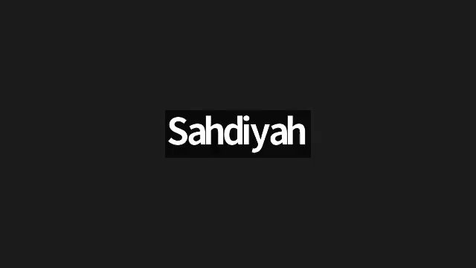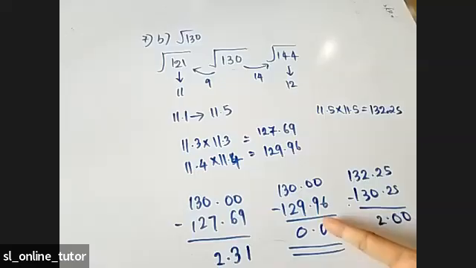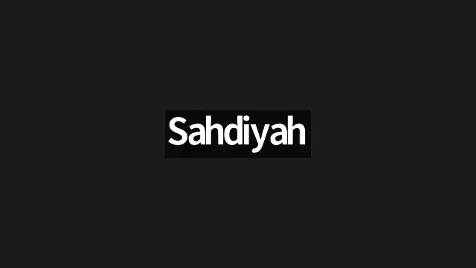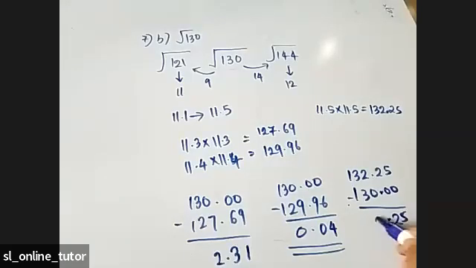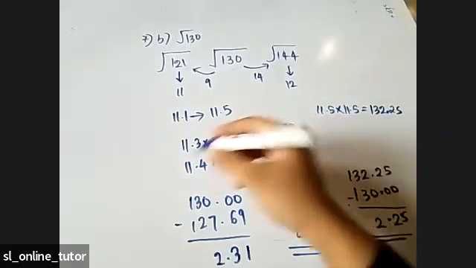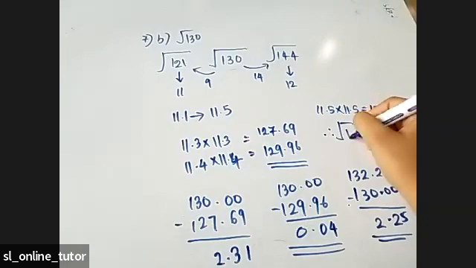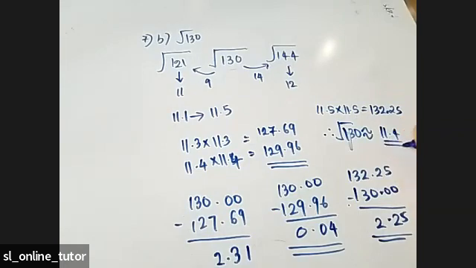Miss, it should be 130.00, right? Yes, thanks. Then we are getting here 0.25, 2.25, right? What is the least? 11.4. Very good, 11.4. So that means we can say square root of 130 is approximately closer. Don't put equal mark, children. Approximately closer to 11.4. Can everybody understand what I'm explaining here?